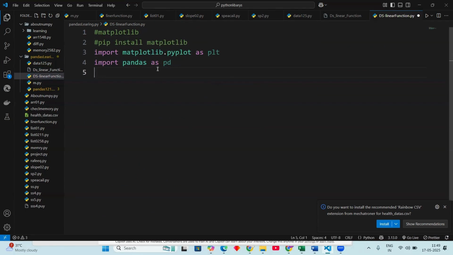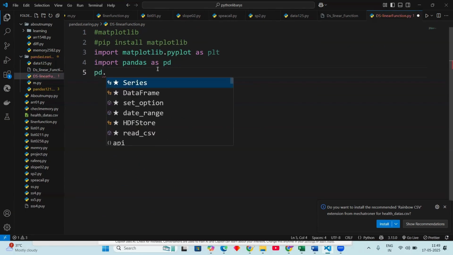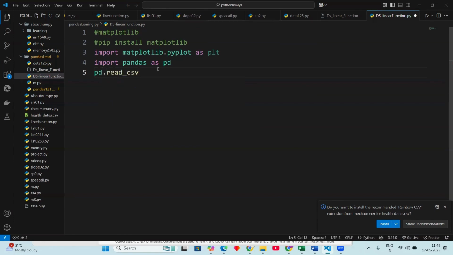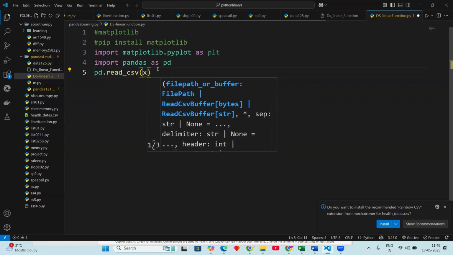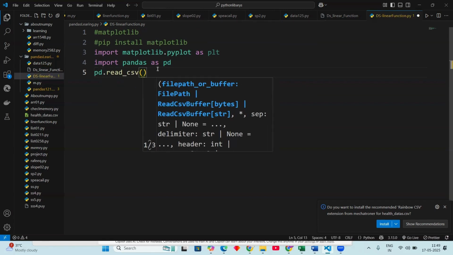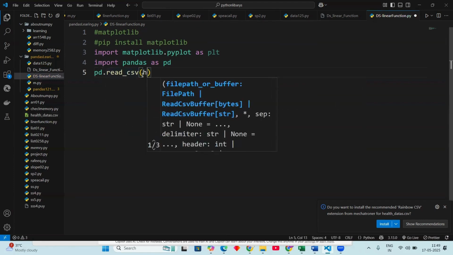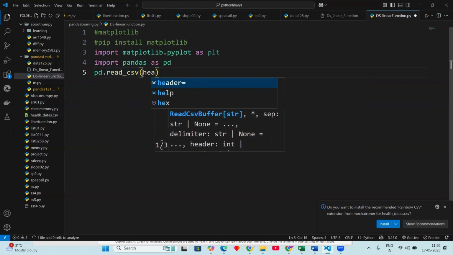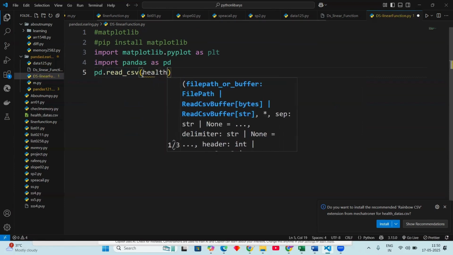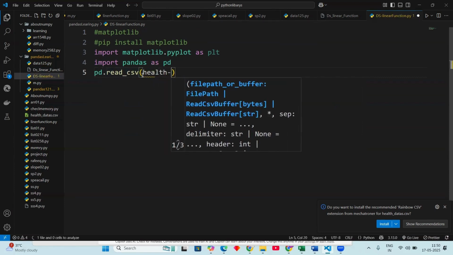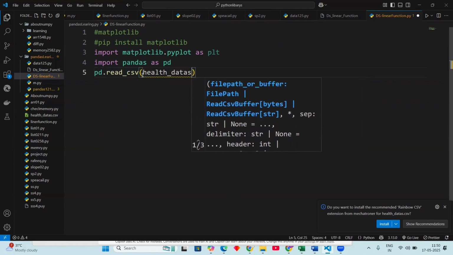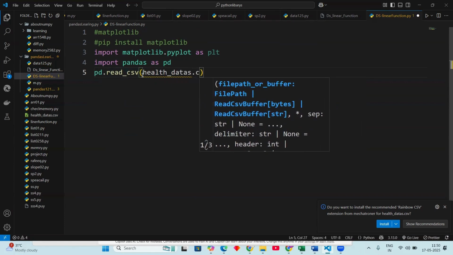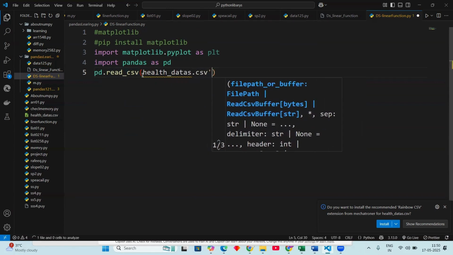How do we do it? pd dot read CSV, and I give x equal to read CSV from where you want to read the data. What is my file name? Health data, right? health data dot CSV. Highlight it.